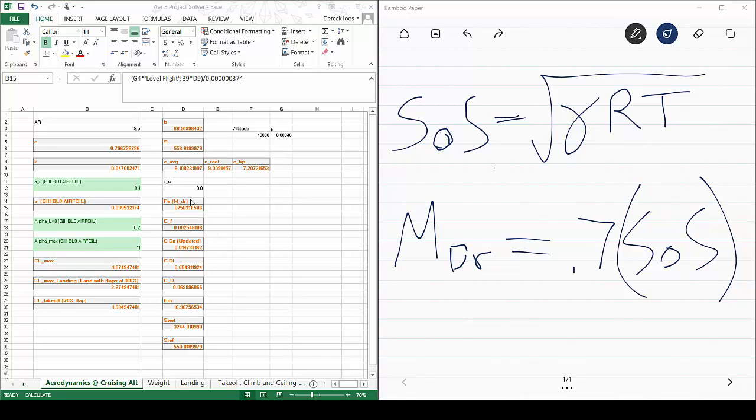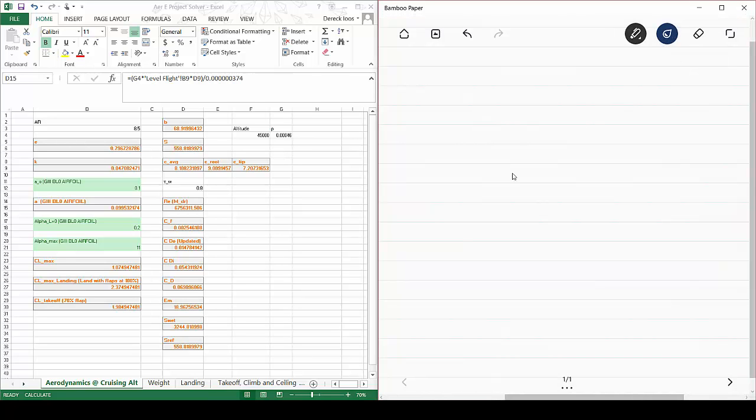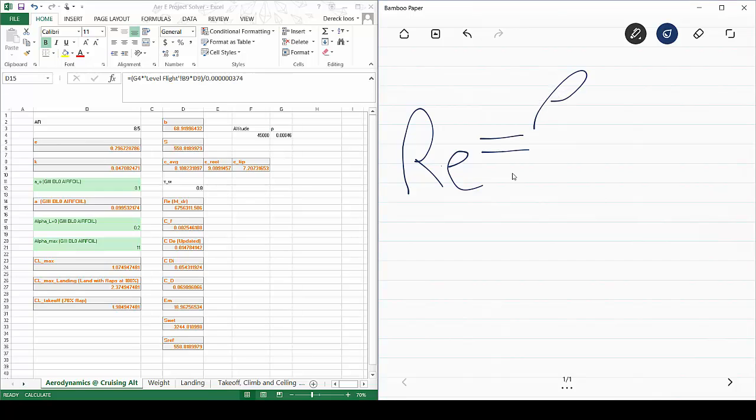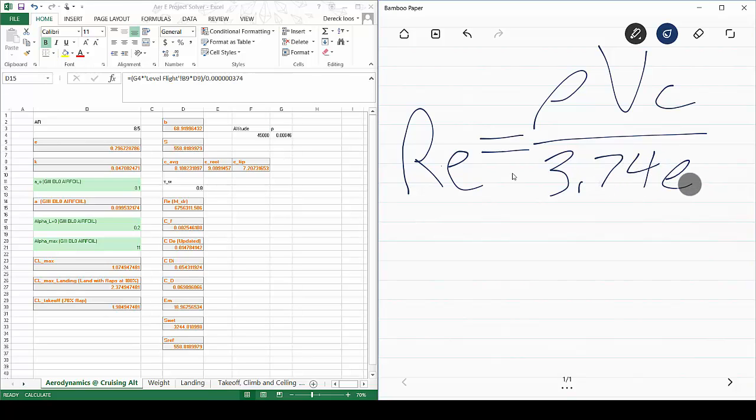So our Reynolds number can be solved for by using a very simple equation, which is going to be Reynolds number is equal to rho times V times C divided by 3.74 times 10 to the negative 7th, which is equal to the viscosity of air. And now you all know rho is our air density at whatever altitude we're going to be flying at. V is our velocity for best range, whether that be your MDR or your VBR value from before. And C is our average chord, which is right here.